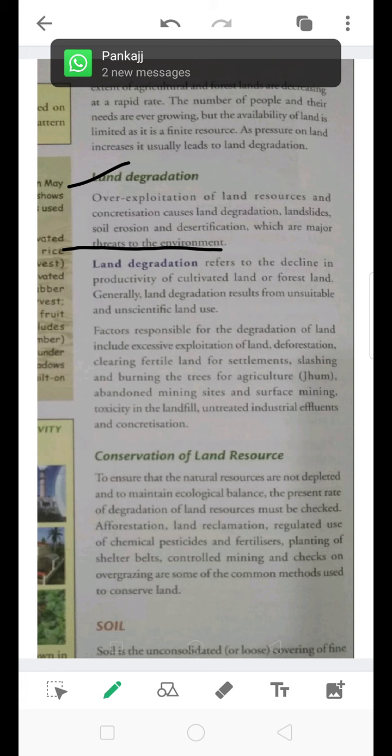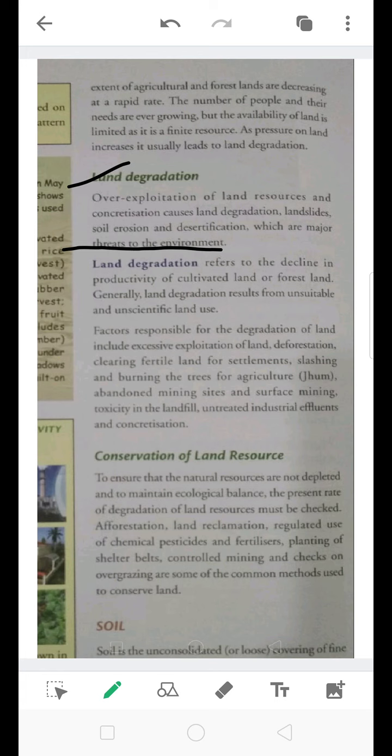Land degradation refers to the decline in productivity of cultivable land or forest land. Generally, land degradation results from unsuitable and unscientific land use. A land is actually fertile, but when its quality is degraded, the level of productivity declines. So that particular land cannot be used for high productivity purposes, because its soil gets degraded.